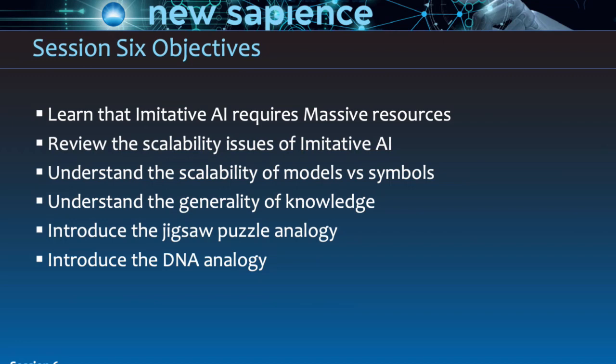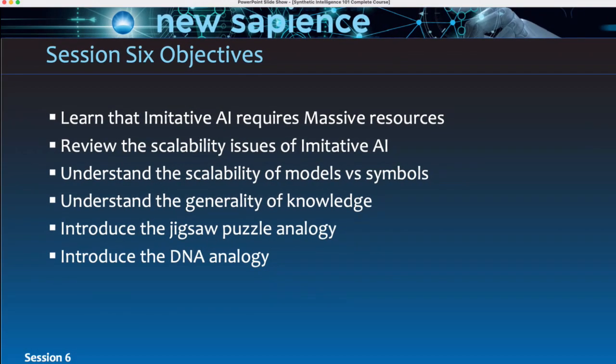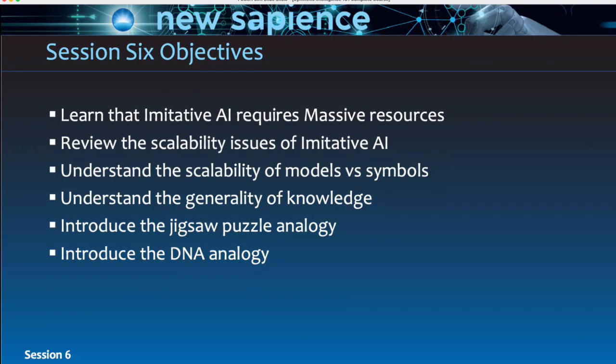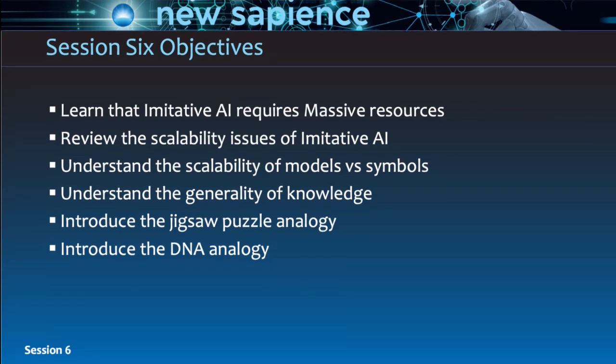So our objectives for this course are first to talk about imitative AI and how and why it requires massive resources, and review the scalability issues associated with it. Then, as we look at the New Sapience approach, we'll understand the scalability that comes from using models as opposed to symbols in formatting or creating knowledge in the machine, and understand why and how knowledge is more general than data. And then we're going to introduce a couple of analogies that help understand how the technology works and that are directly related to scalability. One is the jigsaw puzzle, and the other is DNA.